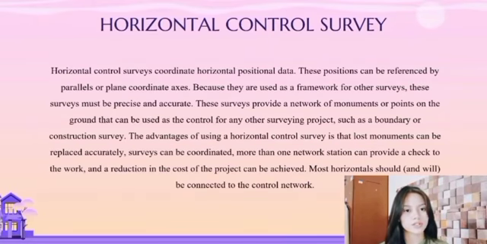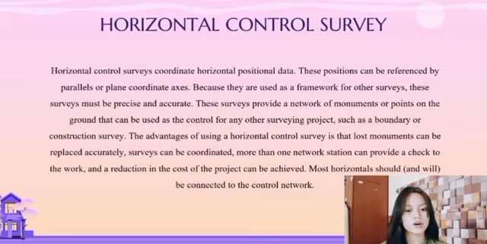Horizontal control survey. Horizontal control surveys coordinate horizontal positional data. This position can be referenced by parallels or plane coordinate axes, because they are used as a framework for other surveys. These surveys must be precise and accurate. They provide a network of monuments or points on the ground that can be used as the control for any other surveying project, such as a boundary or construction survey.